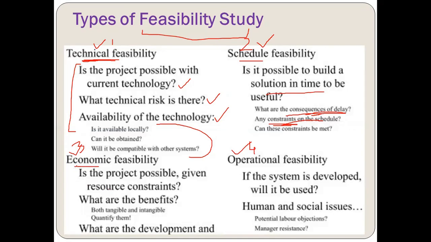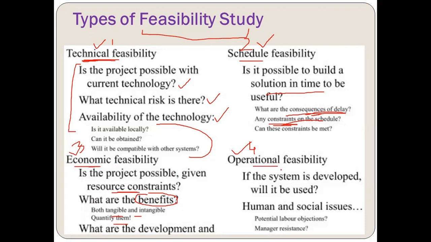In economic feasibility, we are going to answer the question: is the project possible with the given resource constraints? The main part is called the cost benefit analysis, right? What are the benefits, tangible, intangible, and how do you quantify them? We see whether this particular project is worth developing in terms of cost or not. That is the main economic feasibility, cost analysis.